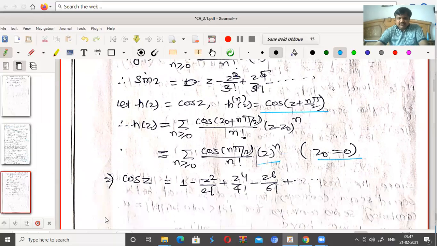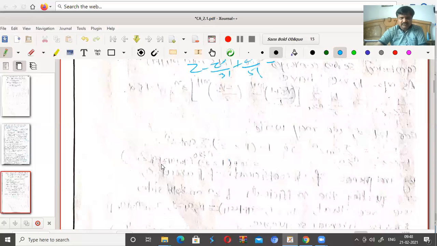So cos z can also be written as, if I put n equal to 0, you will get 1 upon 0 factorial into z raised to 0, that is 1, plus, if I put n equal to 1, cos pi by 2 is 0, so there will be no second term. N equal to 2, cos pi is minus 1, upon 2 factorial z raised to 2, and so on. Similarly for sin z we get z minus z cube by 3 factorial plus z raised to 5 by 5 factorial minus, and so on. This will be the Taylor series expansion of sin z about z equal to 0.